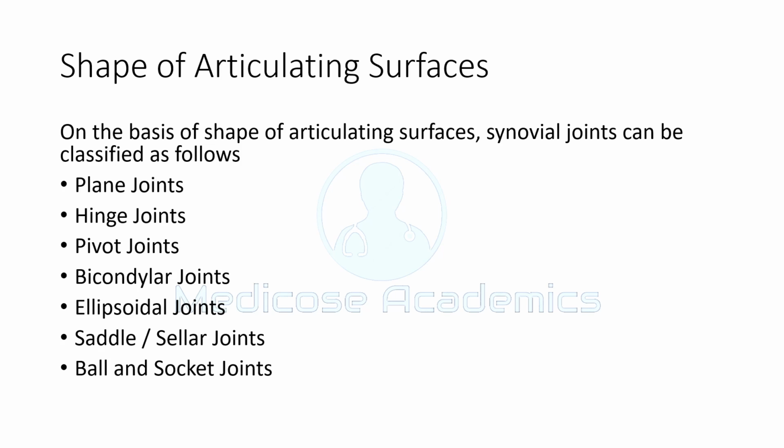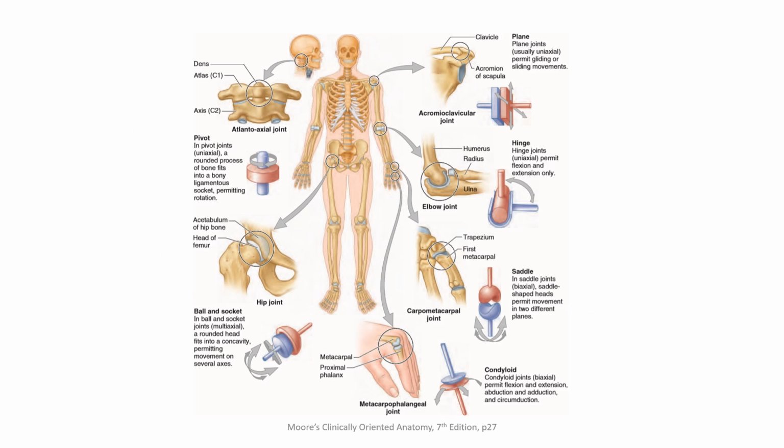Now, the classification of the joint according to the shape of the articulating surfaces. This is almost the exclusive or the most important question that is asked regarding the joints. Often this question is merged with the biaxial and uniaxial joints. We will look at the examples just now. On the basis of the shape of the articulating surface, joints can be classified as follows. We will go through them one by one.